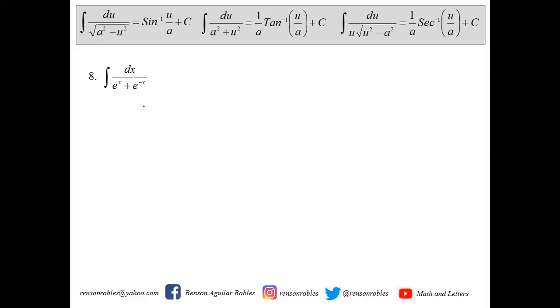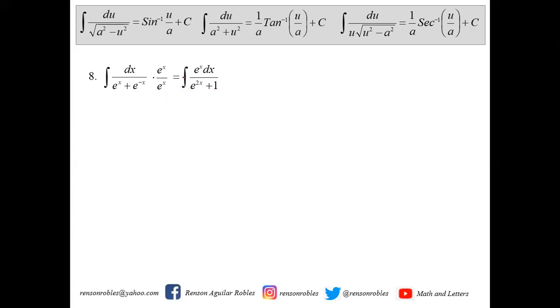When you look at here, we have e to the x plus e to the negative x. One straightforward thing that we need to do here is to multiply this by e to the x over e to the x. And multiplying, we now have e to the x dx all over e to the 2x plus 1. So that's e to the x times e to the x, that's e to the 2x. And you know that e to the x times e to the negative x is e to the 0, and that is 1.